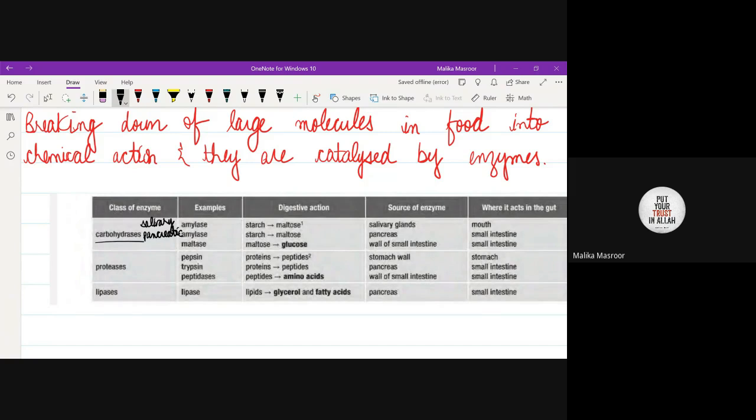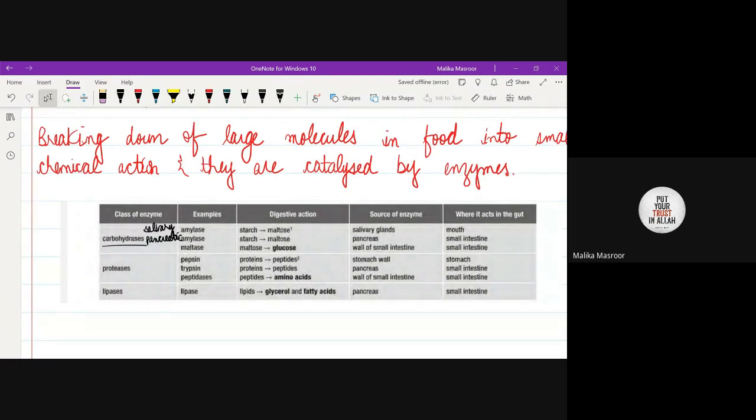Now look at them. Salivary amylase obviously is produced in your salivary glands. Okay, it acts in the mouth. It converts starch into maltose. Then pancreatic amylase works on whatever leftover starch is there. It also converts starch into maltose. It basically comes from the pancreas, that's why it's called pancreatic amylase, and it works in the small intestine, basically duodenum. Maltase is also produced from the wall of intestine. It converts maltose to glucose and it acts in the small intestine, obviously duodenum.